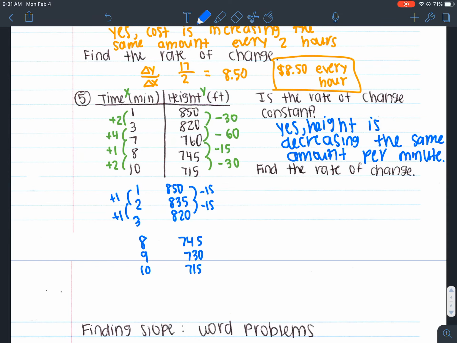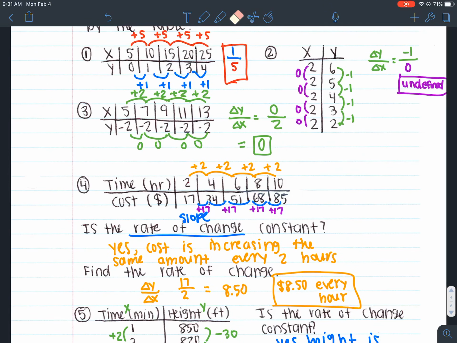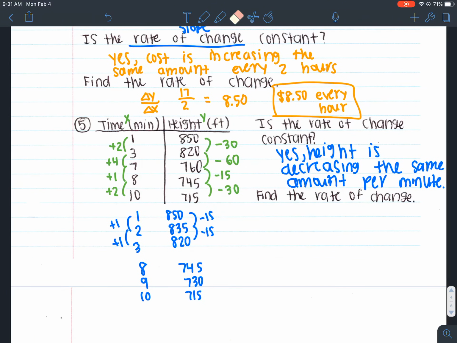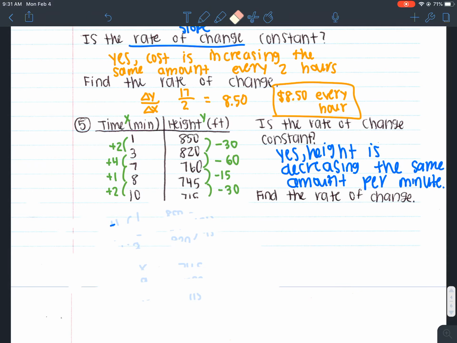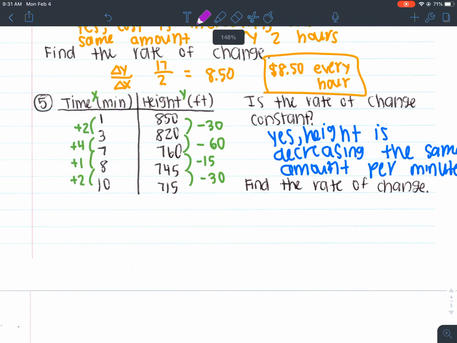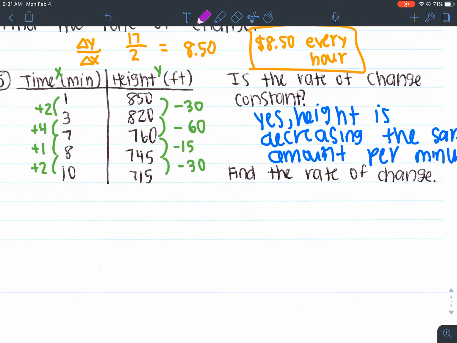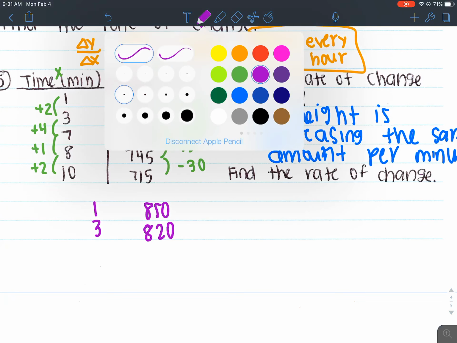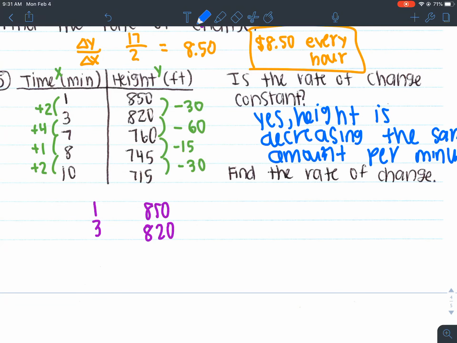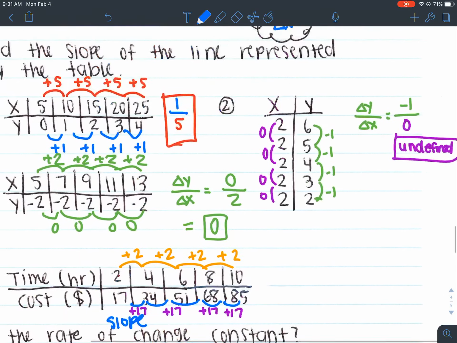Okay, and then let's find the rate of change. Well, here's the trick, right? For all the other tables, we looked at every single change. But honestly, you only need to look at 2 different values. So let me erase all of this, and let me show you. Just pick any 2 points you want. Let's pick 1, 3, 850, 820. All right, I picked 2 points. All you need is the change of 2 points. You don't even need to look at the change of the entire table.